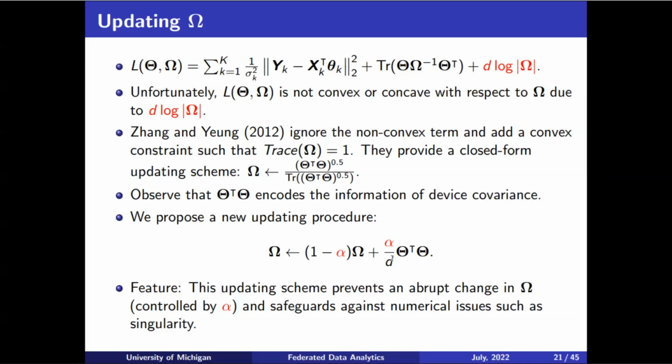The degree of the combination is controlled by this alpha. As you can see, as alpha goes large, we directly update the big omega using the information matrix. If alpha is small, we maintain the old information from the big omega matrix. In essence, this updating scheme prevents an abrupt change in the big omega, which is controlled by the alpha parameter. This scheme also safeguards against numerical issues such as singularity.